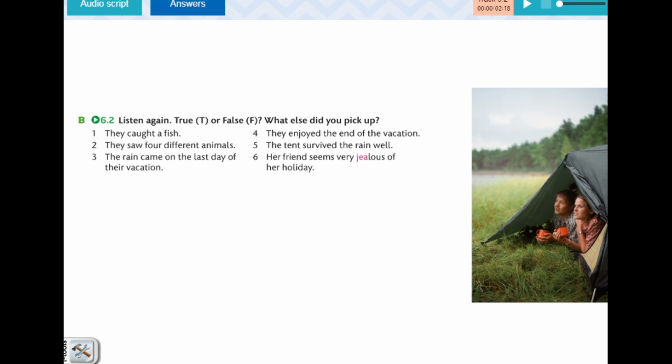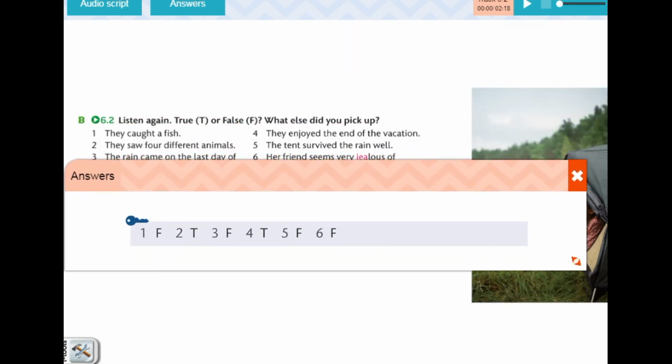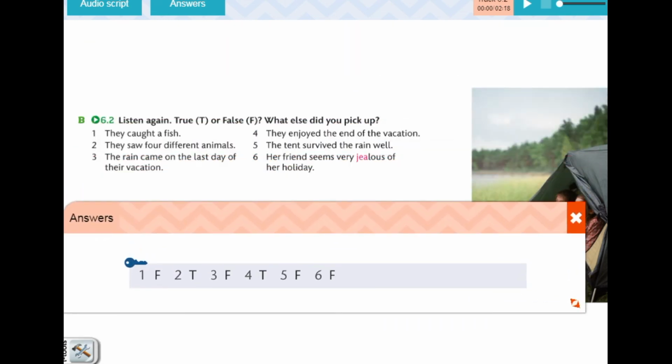So let's check the answers. And then we have number one, false. They caught a fish? No, they went fishing, but they don't mention that. Number two, they saw four different animals? Yeah, it's true. Number three, false. The rain came on the last day? No, it came much time before, right?